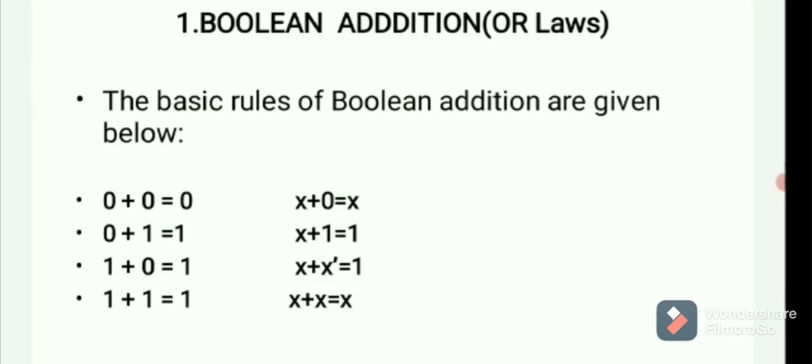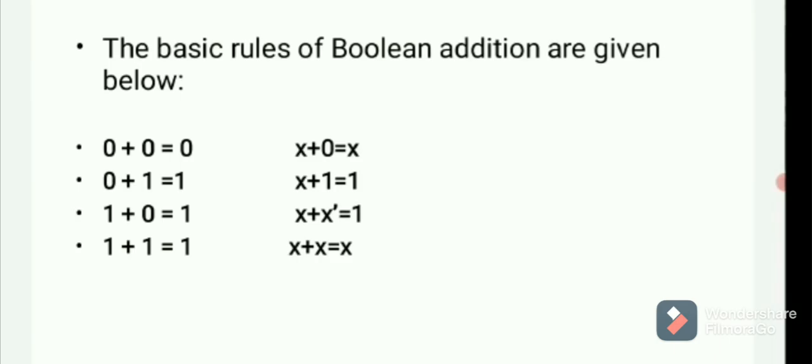Next, x OR 1 equals 1. x is the same as 0 or 1, so 0 OR 1 equals 1, 1 OR 1 equals 1. This satisfies the truth table. Same as x OR x bar: where x is equal to 0, x bar is equal to 1, so 0 OR 1 equals 1, or x is equal to 1, so x bar is equal to 0, so 1 OR 0 equals 1.